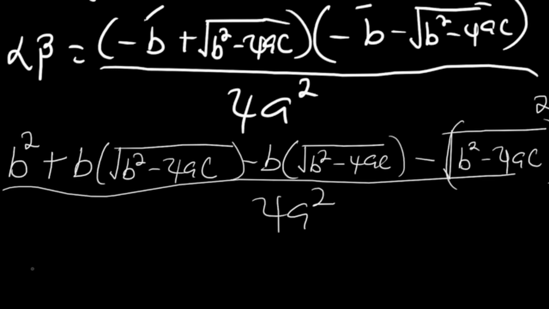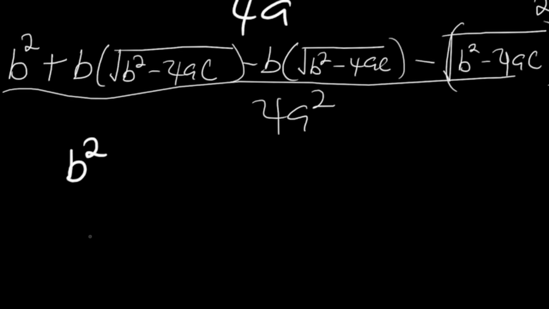Right here, we have b squared, and we have b squared here. When we look closely, we'll discover that this is a plus b multiplied by the square root of b squared minus 4ac, and this is a minus b multiplied by the square root of b squared minus 4ac. They are like terms, because everything inside the square root is the same on both sides. Since they are the same, we can just cancel them out. One is a plus, one is a minus, so we cancel them out.